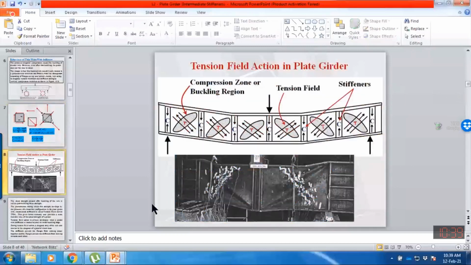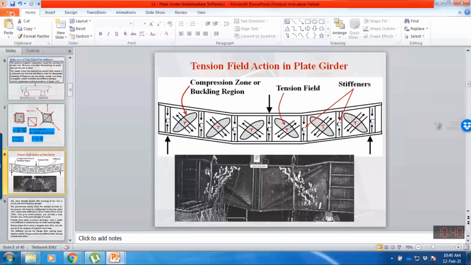Here there is one experimental picture of a tested plate girder. When it is subjected to applied load, you can see that the web buckles along this diagonal direction. In this direction the tension forces are developed, and in this direction the compressive forces are acting, due to which the web buckles perpendicular to the compressive force, and in this direction the web is subjected to tensile force. So you can see the stretching.